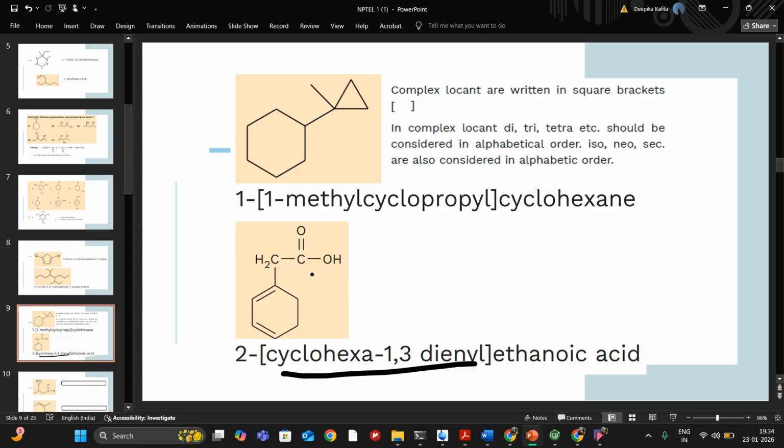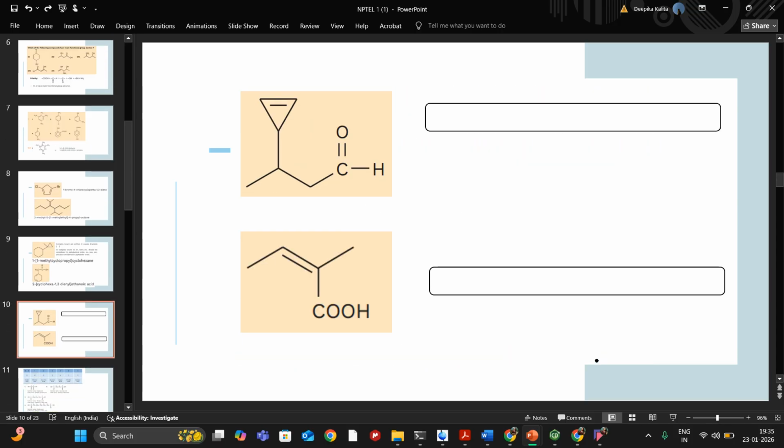Okay, hence it will be 2-cyclohexa-1,3-dienyl ethanoic acid. I hope the name was clear to you. Now we will solve some other similar examples. This is a similar example where we have a multiple bond versus an aldehyde.